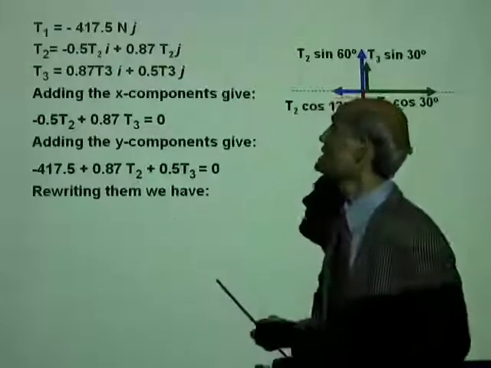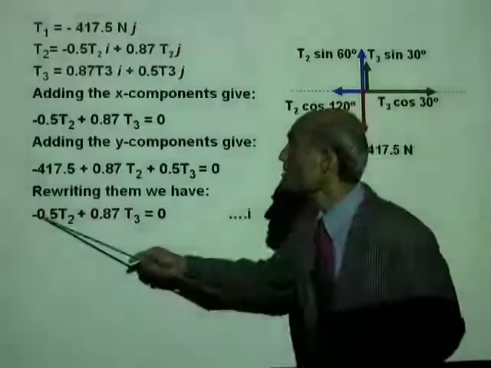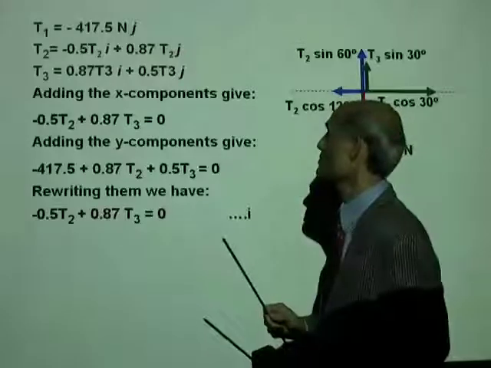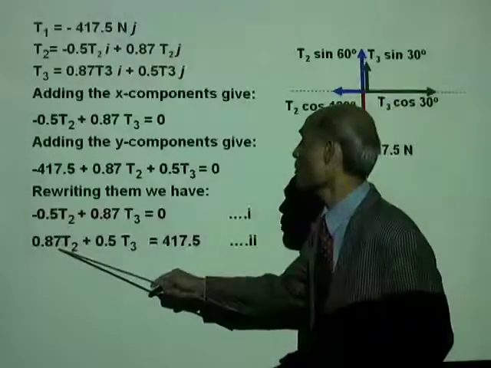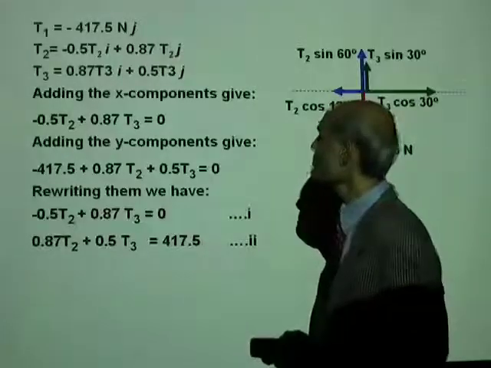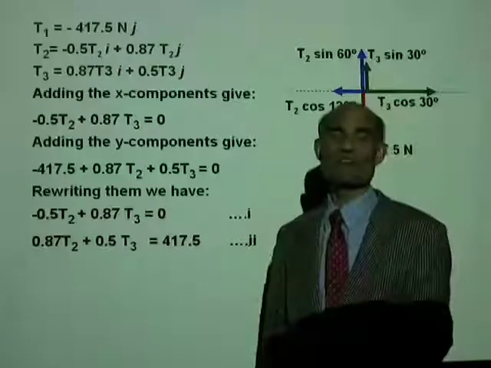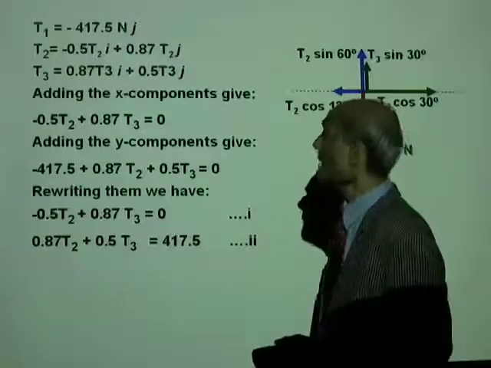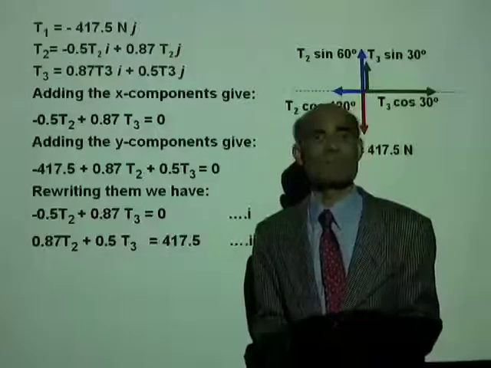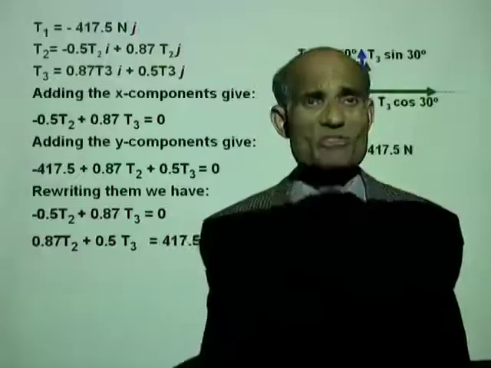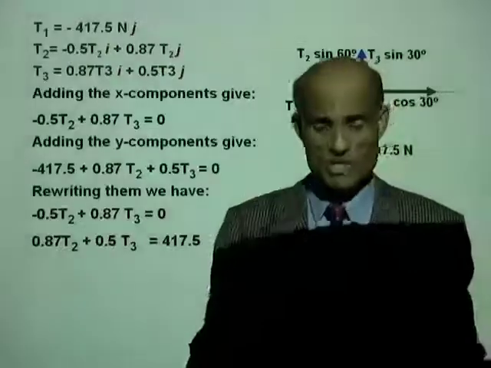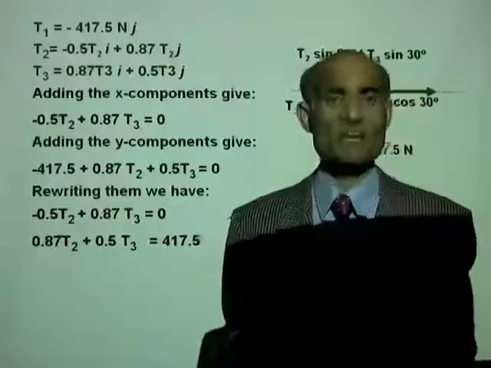Now let's rewrite these equations. Negative 0.5 T2 plus 0.87 T3 equal to 0. And 0.87 T2 plus 0.5 T3 equal to 417.5. Well, can you solve these equations on a calculator? Well, let me see if I can show that to you. I'm going to keep the calculator in front of the camera and see how best you can see that.